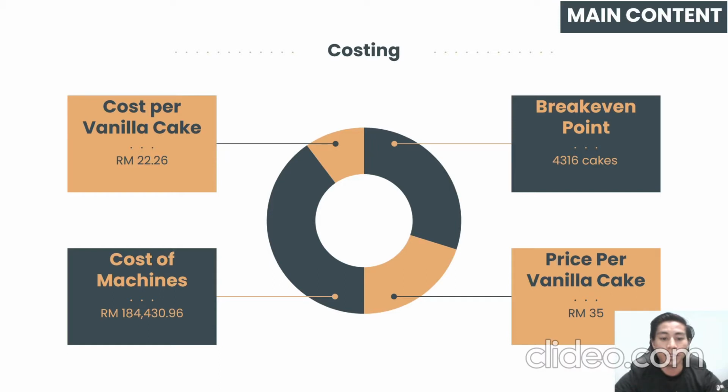Break-even point has been analyzed. This analysis is important to determine the amount of cake Company Z has to sell in order to be constantly profitable. In order to analyze the break-even point, Company Z has set the unit price of one vanilla cake at RM35. Based on the calculation, Company Z must sell 4,316 units of cake per year to ensure the business is constantly profitable.